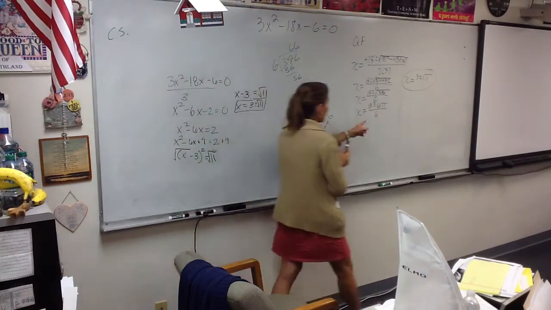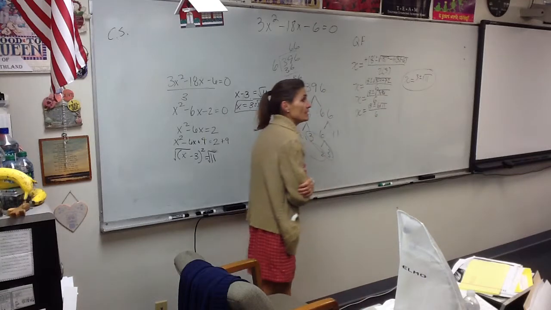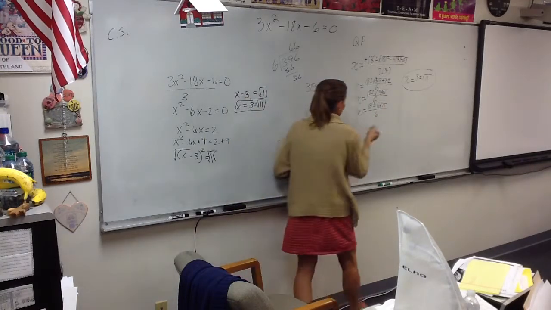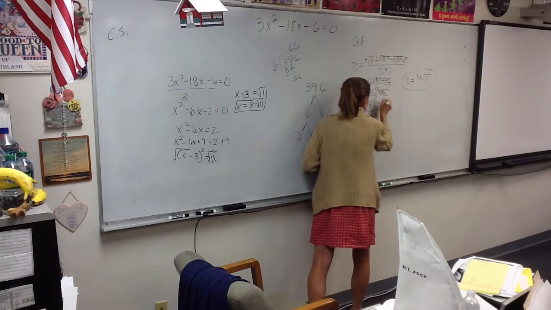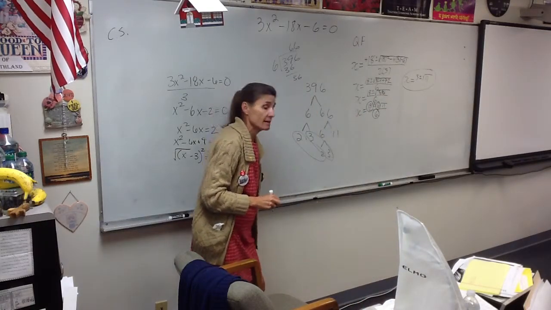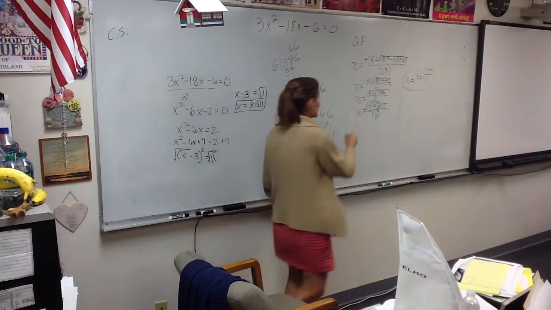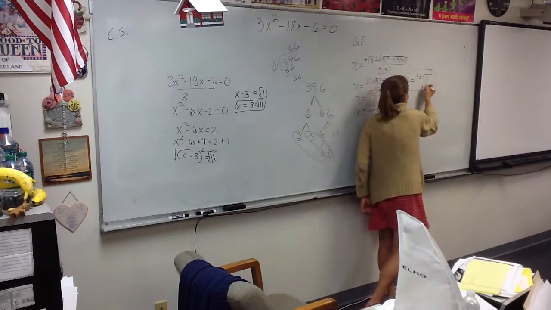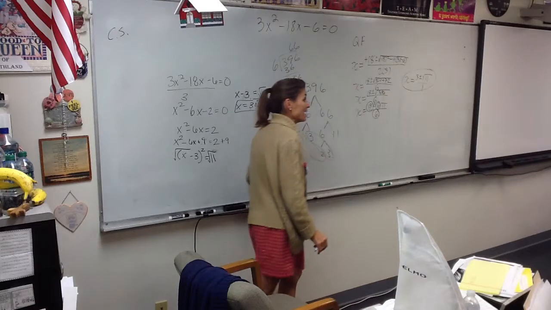How did he get from here to here? He simplified because 18, 6, and 6 are all divisible by 6. So he took a 6 out of all of those and ended up with that as his answer.